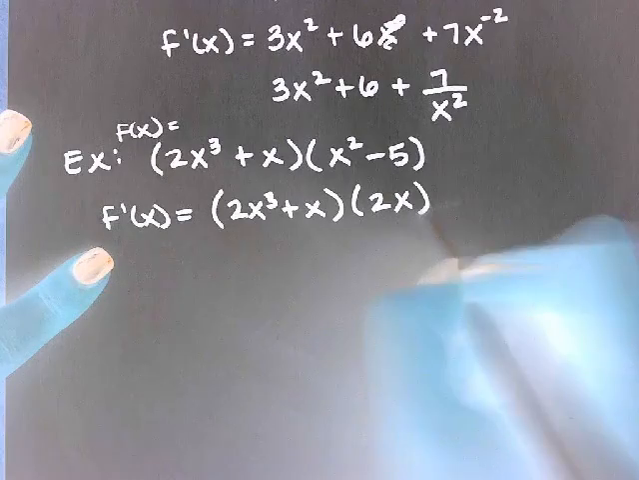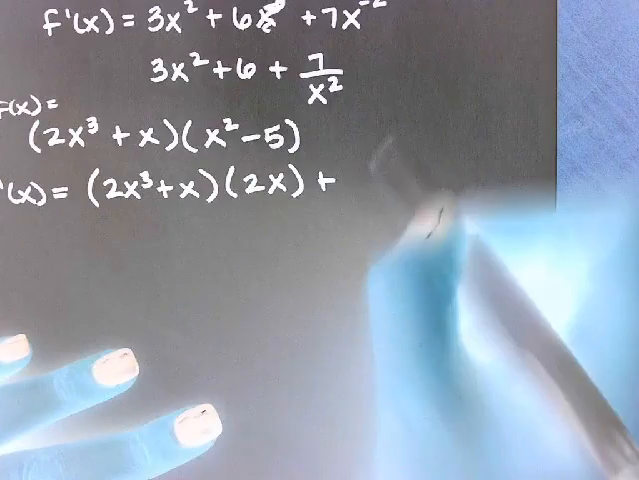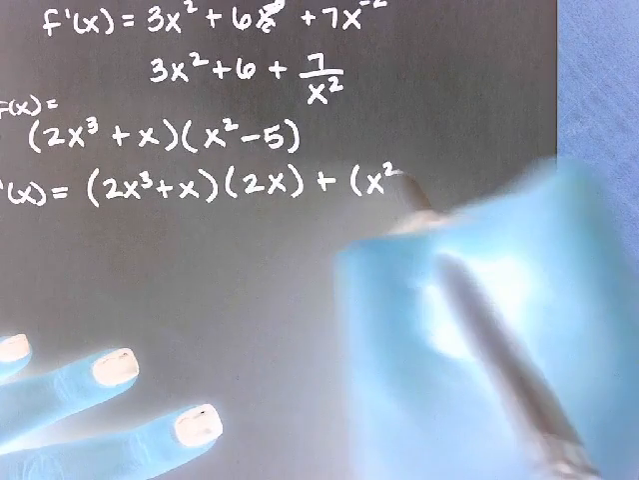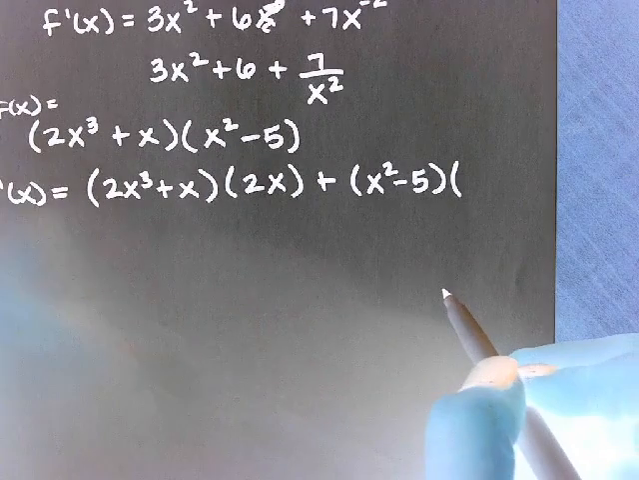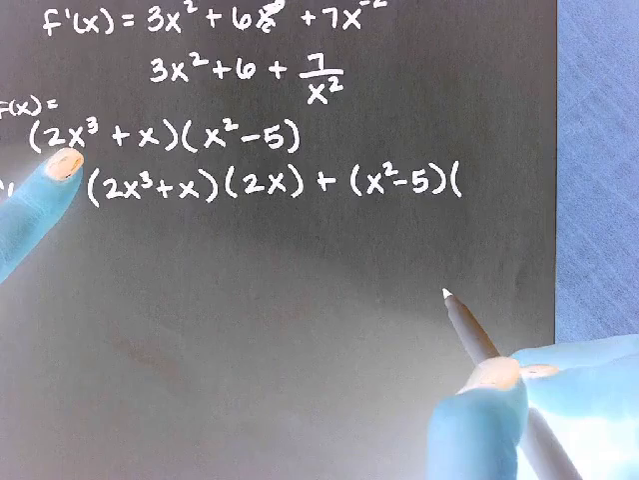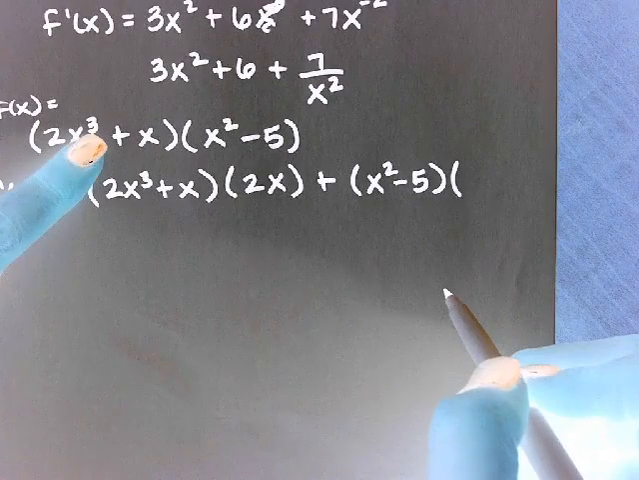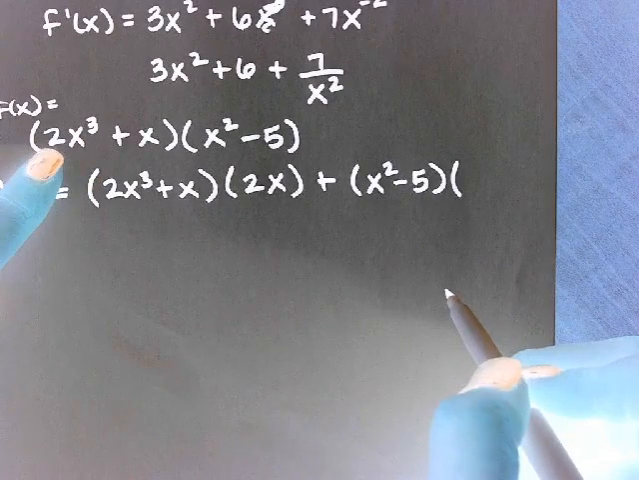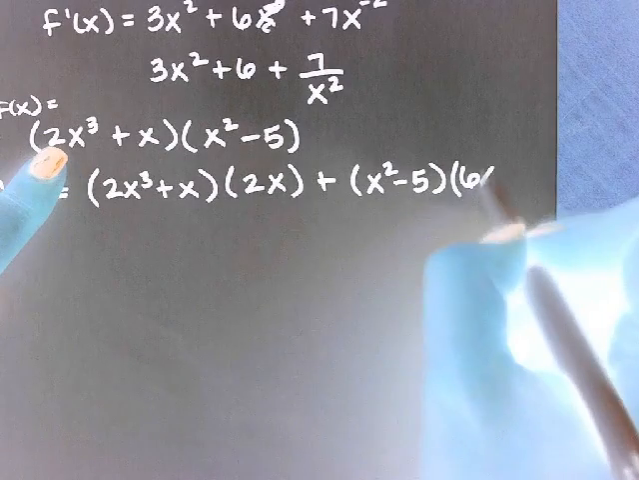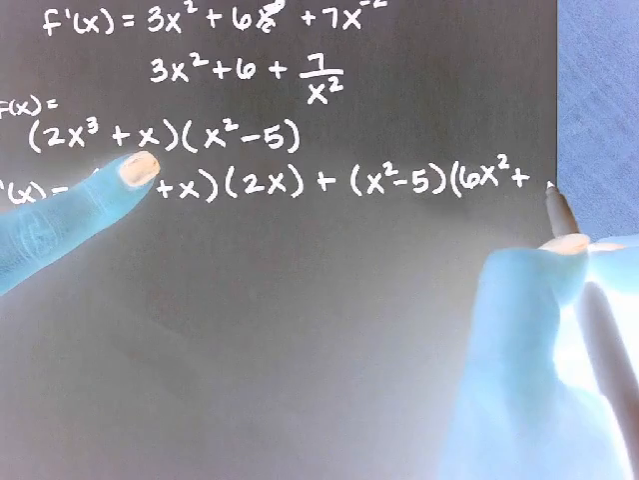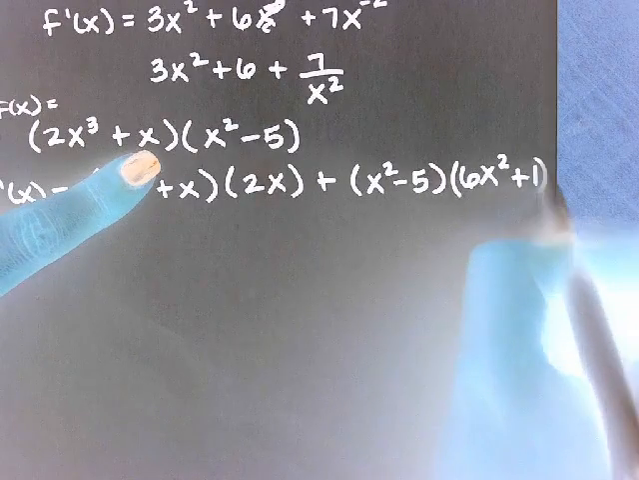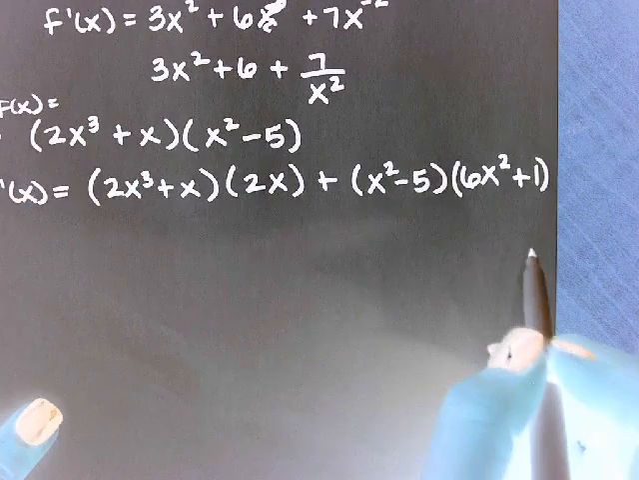Plus the second times the derivative of the first. So I'm going to keep the second exactly the same. And what's the derivative of the first? 4x. That's a 3. 3 times 2, 6x squared, plus 1. Okay, and now what do we do?